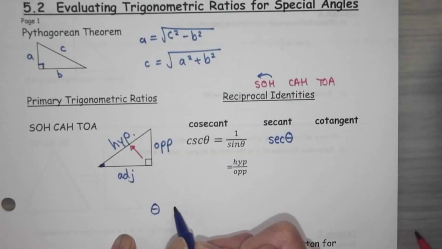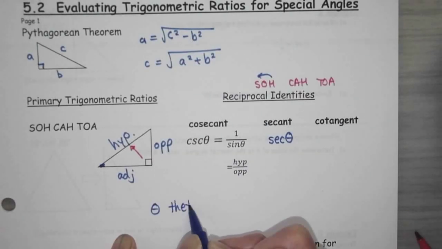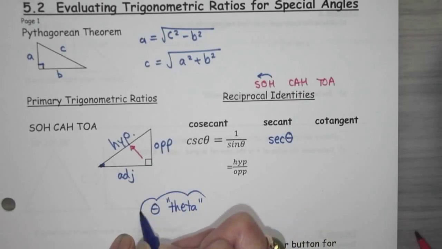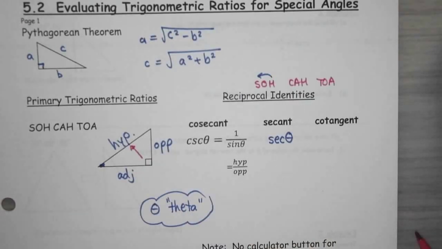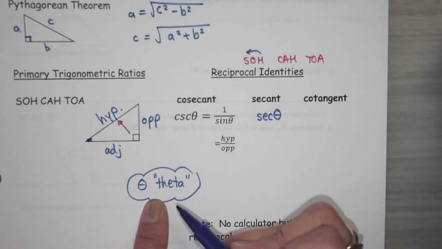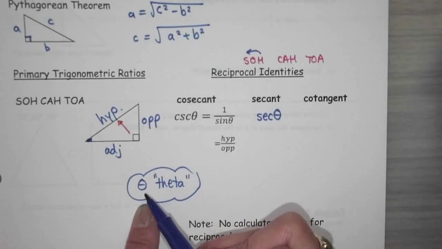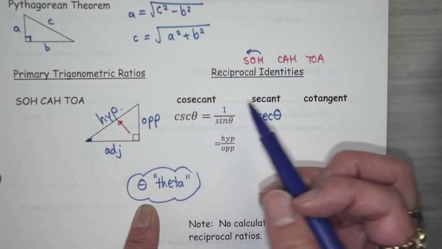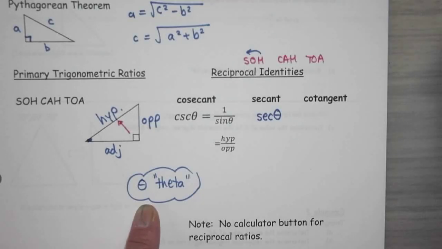This is theta, and it's a Greek letter. They like to use Greek letters: theta, beta, gamma, alpha, all these things that you hear when you're talking about sororities and stuff, right? They like to use Greek letters for angles. That's to honor the fact that a lot of Greek mathematicians did a lot of work with angles.